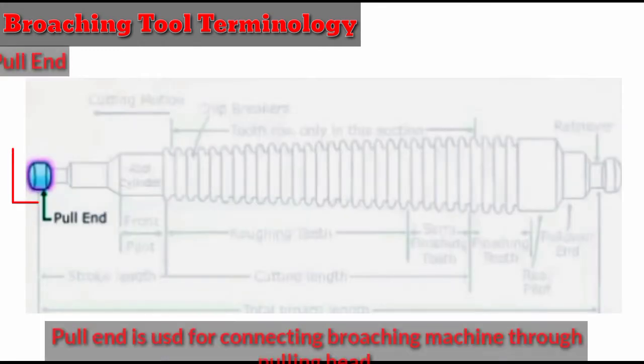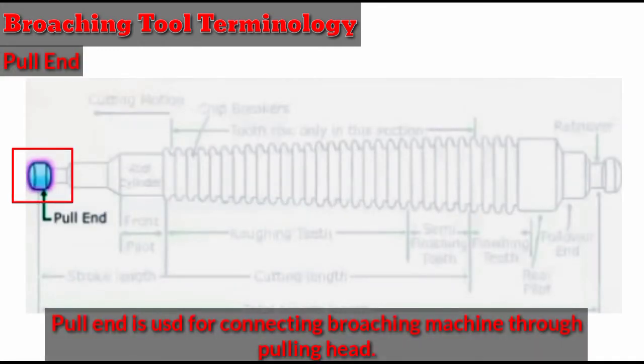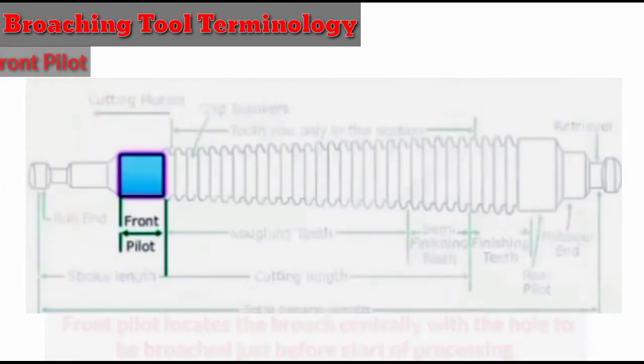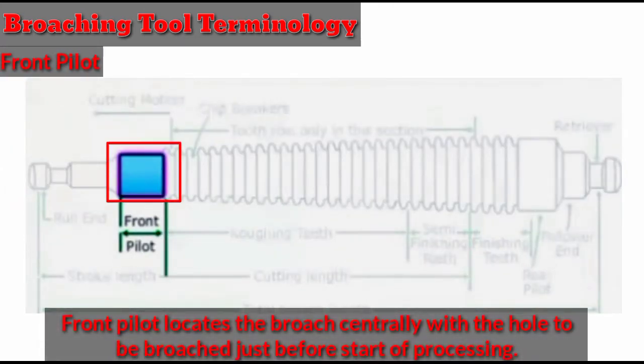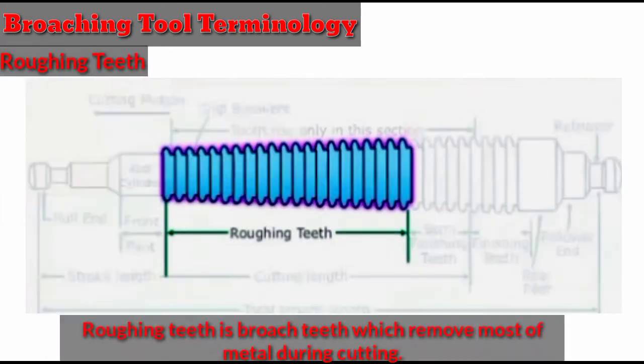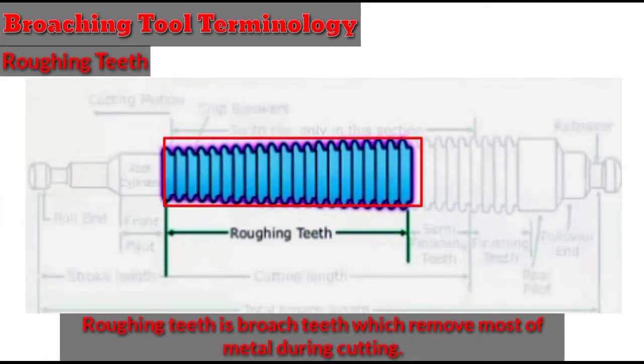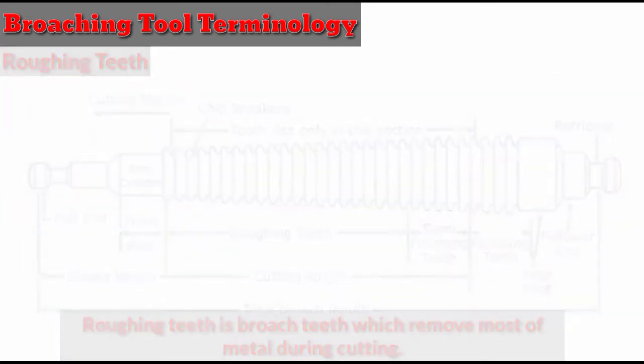First, pull end. Pull end is used for connecting to the broaching machine through the pulling head. Front pilot. Front pilot locates the broach centrally with the hole to be broached just before the start of the process. Roughing teeth. Roughing teeth are broach teeth which remove most of the metal during cutting.